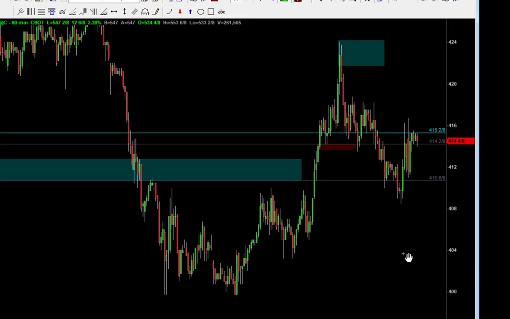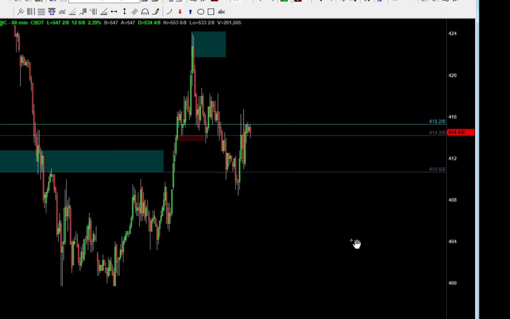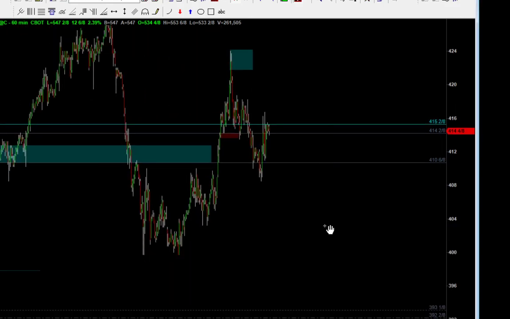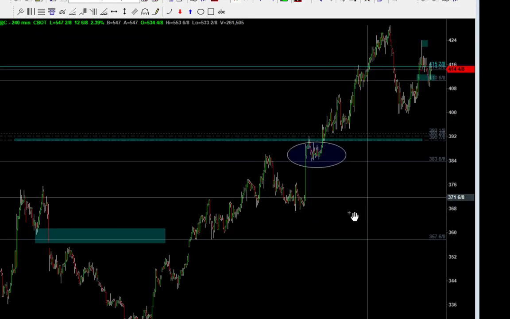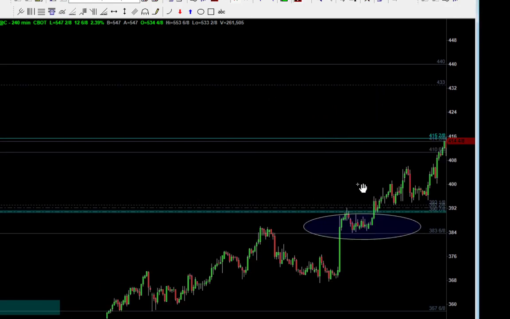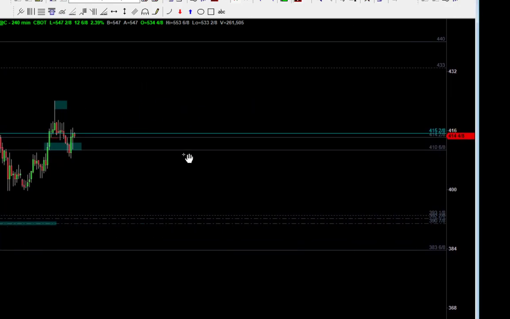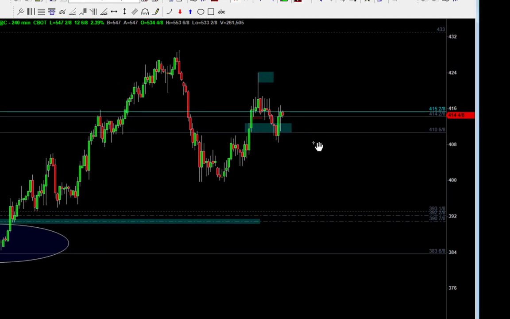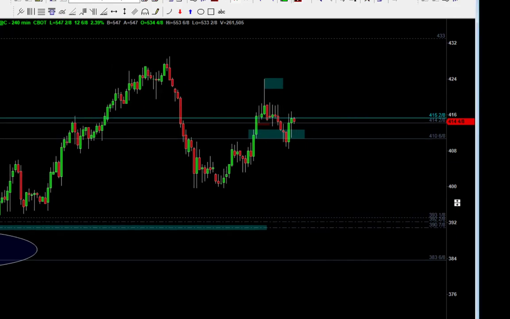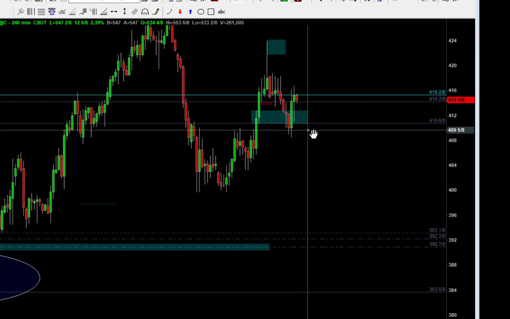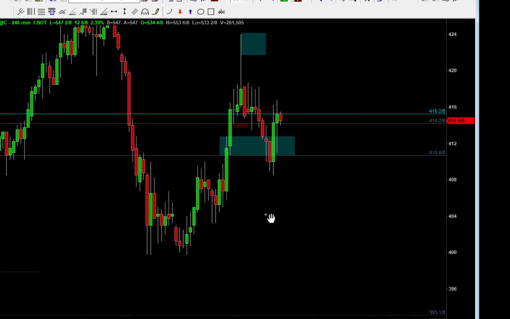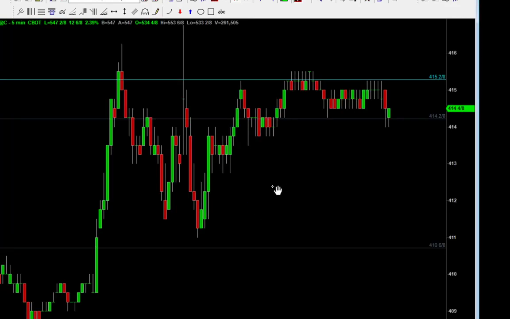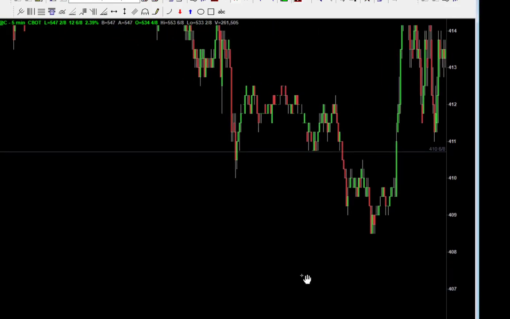Should be Monday now. Okay, so what on earth happened here, boys? Okay, so this zone got beaten. The 5 minute underneath got beaten. The 5 minute underneath worked though. Wow. Okay, so the 5 minute underneath really did work if you actually look at it.